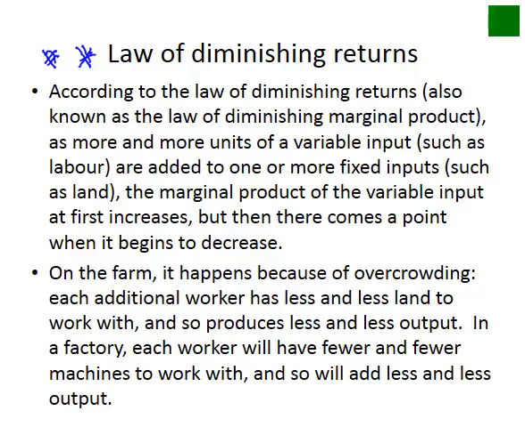If you think about the example on the farm, it happens because of overcrowding. Each additional worker has less and less land to work with, and so produces less and less output. In a factory, each worker will have fewer and fewer machines to work with, and so will add less and less output. And we saw that with the frustration of making the paper chains, where people wanted more staplers, more scissors, and more factory floor, but being in the short run, those factors were fixed, and so as we added more and more workers, it became less and less efficient, and not everyone had machines to work with.